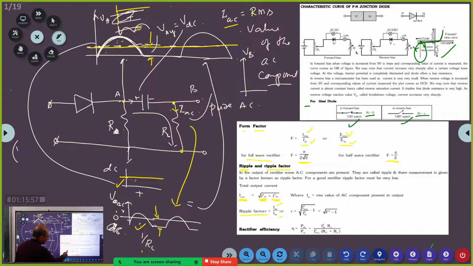Right. Ripple factor is IAC upon IDC, the RMS value of the AC component of the output divided by the DC value of the output. So if you go by this, then you will get ripple factor is equal to square root of IRMS square upon IDC square minus 1.